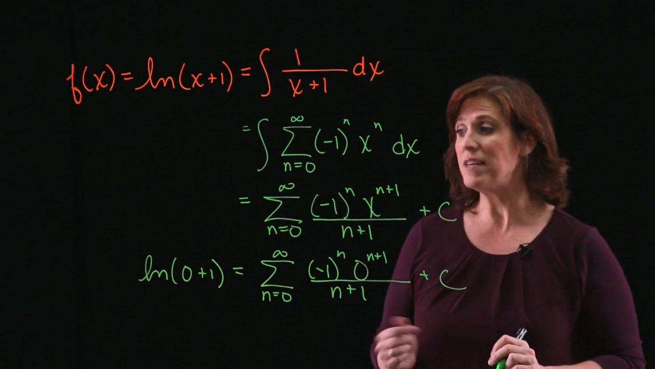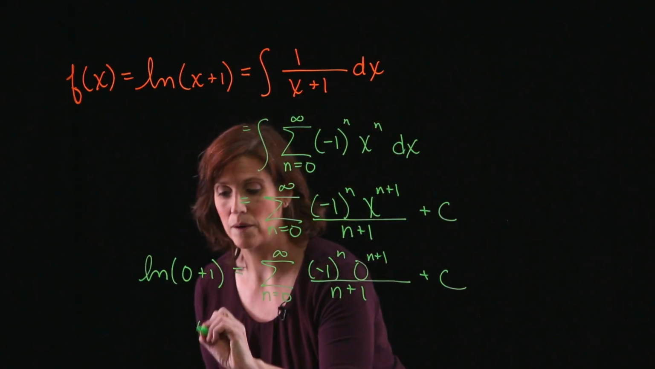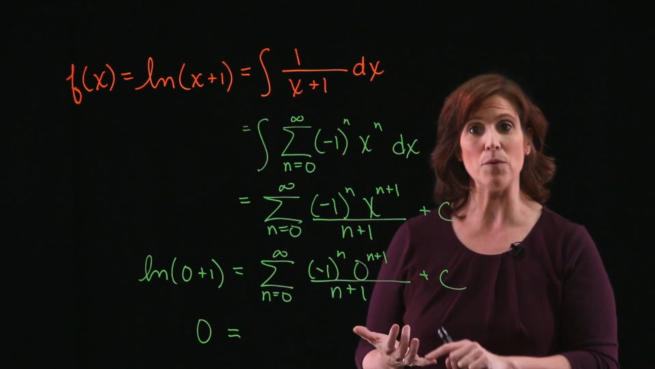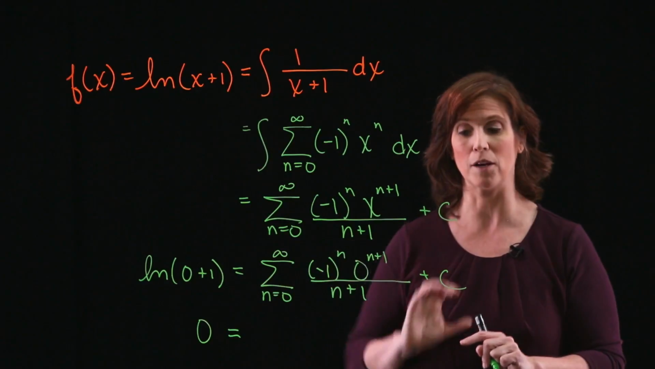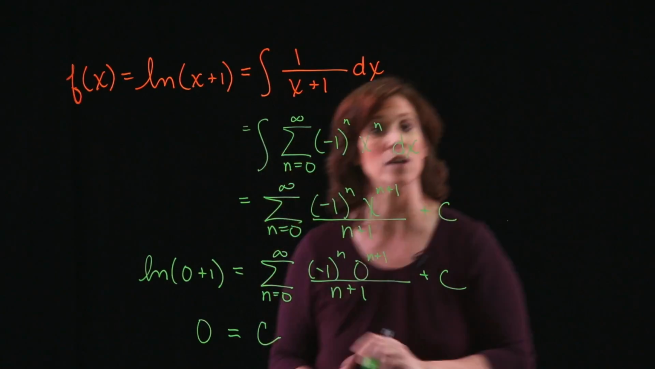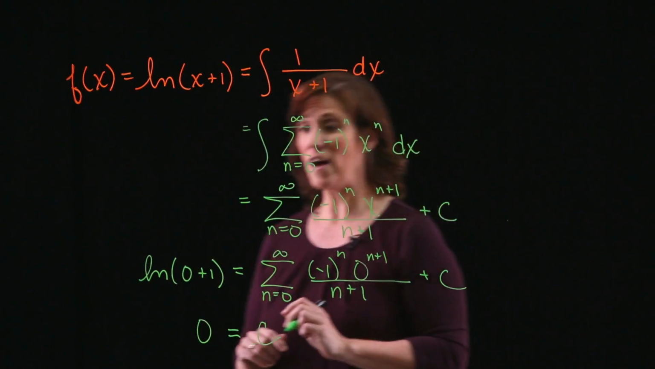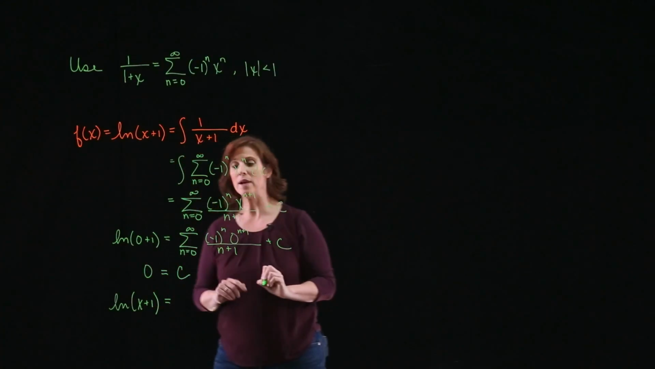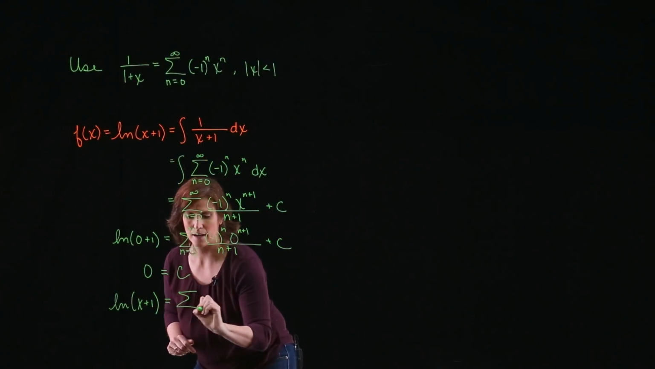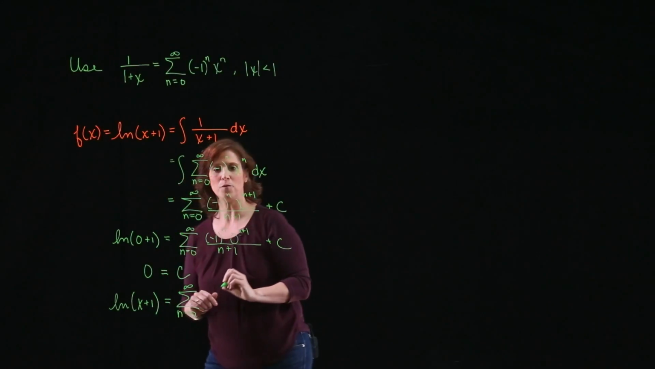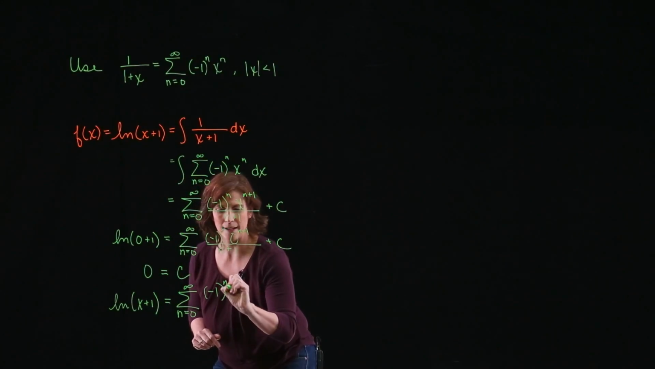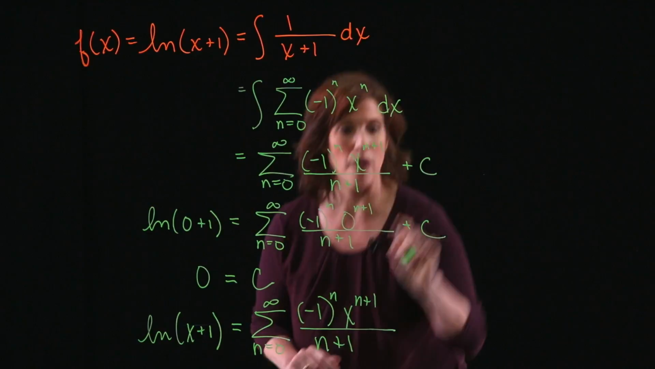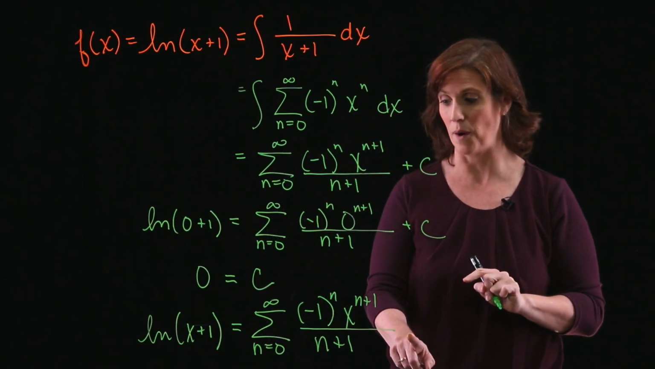On the left-hand side, I have the natural log of 1, which is 0. On the right-hand side, this whole summation is nothing but 0 plus 0 plus 0, and so on, so that term goes away as well. My constant of integration was 0, which means that the natural log of x plus 1 can be written as a power series: the sum from n equals 0 to infinity of minus 1 to the n, x to the n plus 1, all over n plus 1. Remember, plus my constant of integration, but we know that's 0.